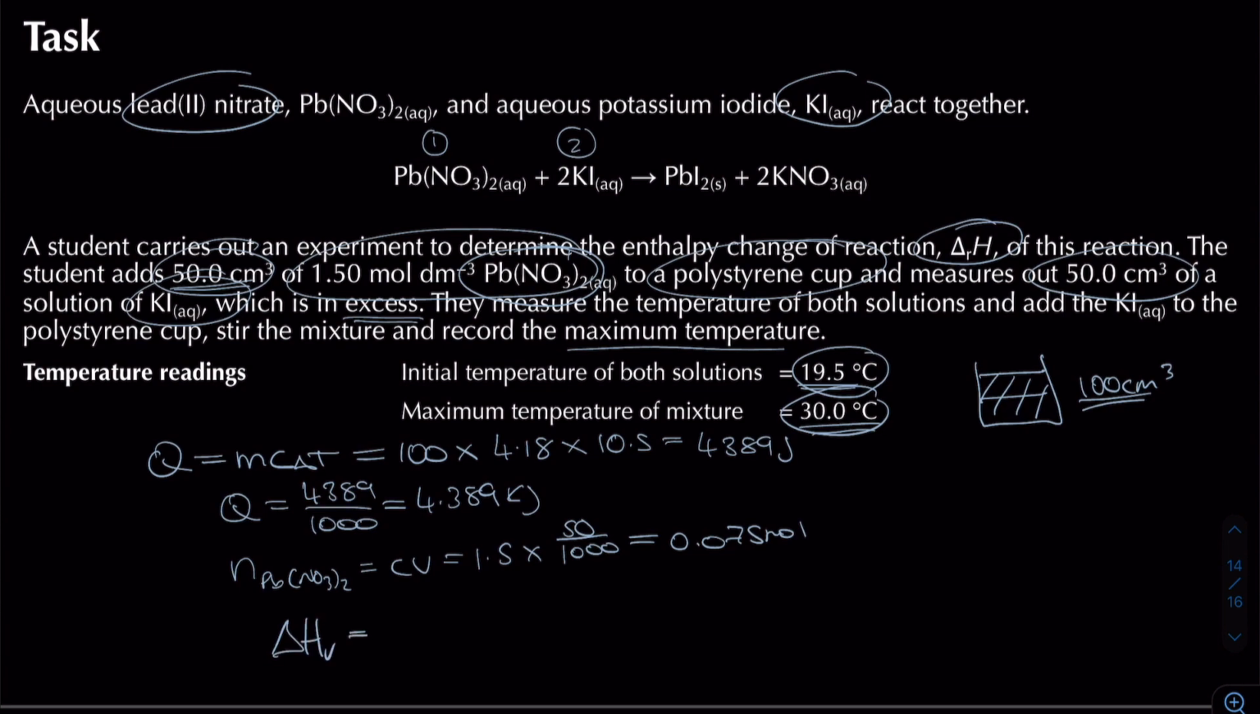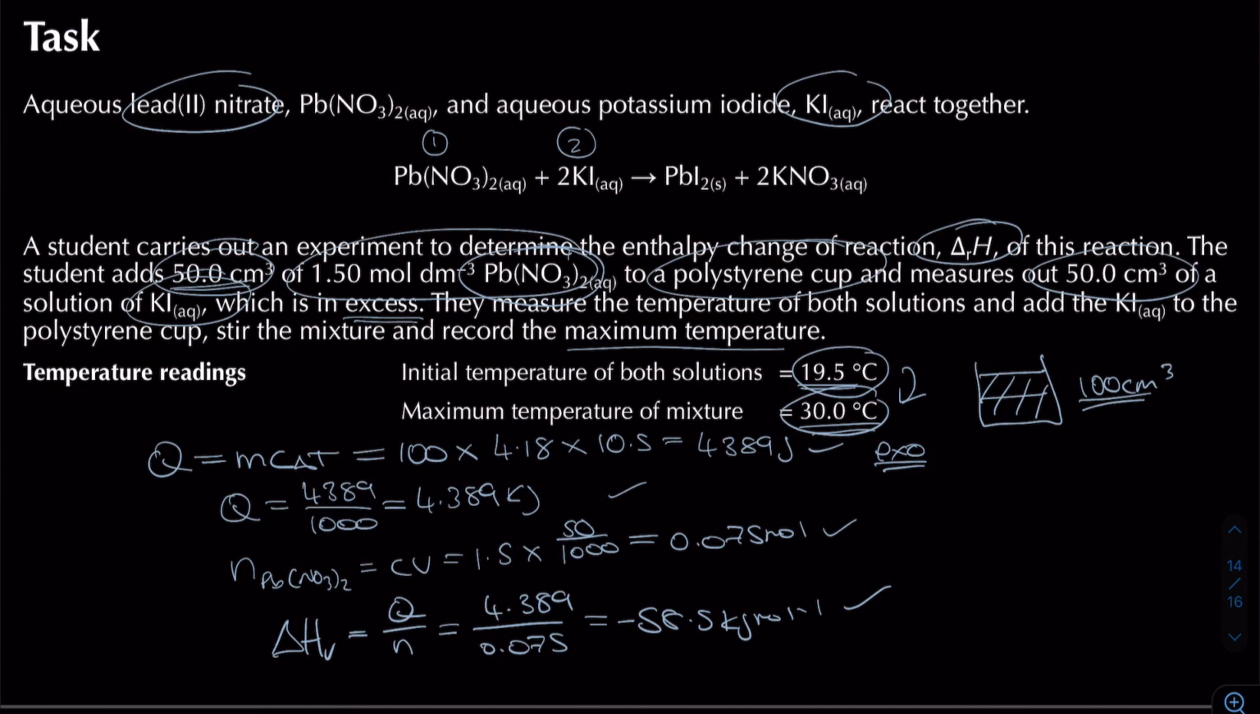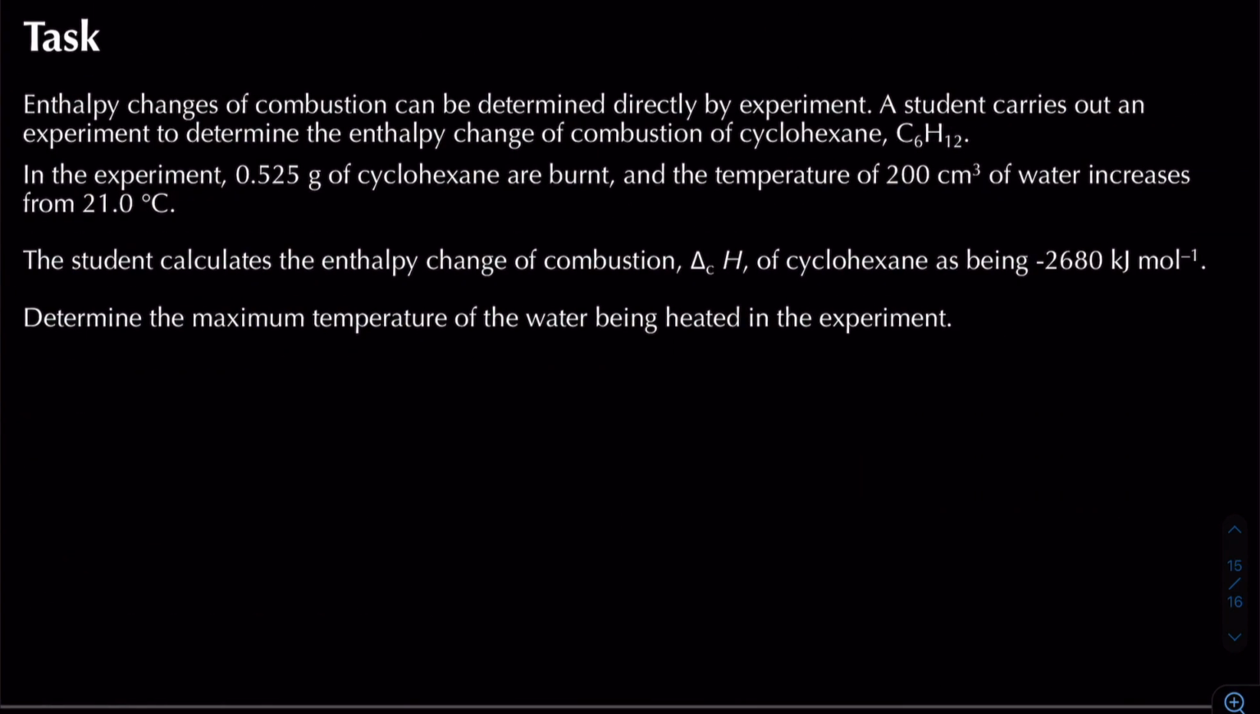And so I can actually calculate a value for the enthalpy change of reaction, which is going to be equal to Q over n, which in this case is going to be 4.389 divided by 0.075, and so I end up with a value of 58.5, and that's going to be kilojoules per mole. Again, we're not finished here. The temperature is increasing, so we know it's going to be exothermic because heat is released to the surroundings, and so it's going to be negative as well. And so we've got here another 4-mark question completed and done as well. So moving on, feel free to have a go at this question over here.